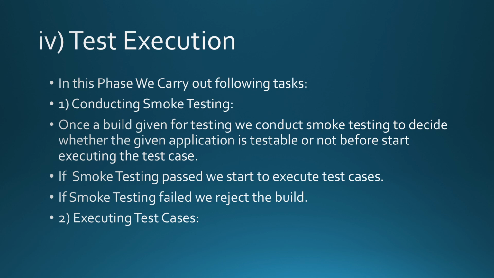Once a build is given for testing, we conduct smoke testing to decide whether the given application is testable or not before we start execution of our actual test cases. If smoke testing is passed, then we can start to execute our actual test cases. If smoke testing is failed, then we can reject the build. We are not going to execute all our test cases if the smoke test case fails. The next one is executing test cases. If everything went very well, then we can start executing test cases.